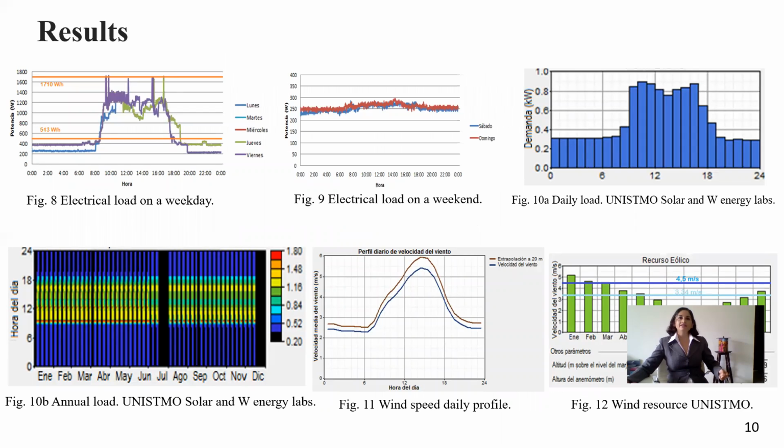In figures 8 and 9, we can note that the real load profile on weekdays is between 1,710 watt-hours and 513 watt-hours, and on weekends about 215 watt-hours. In figure 10A and B, we can see the average daily profile and the annual daily profile. In figures 11 and 12, we can note the daily and the annual wind speed. It is between 3.4 and 4.5 meters per second.